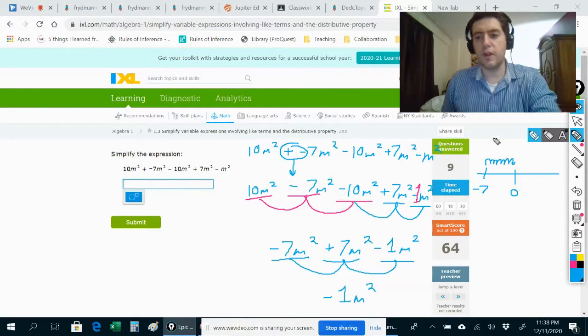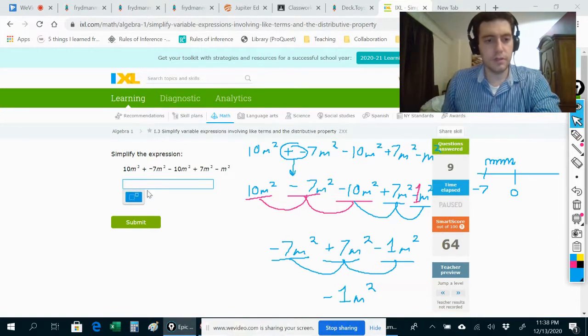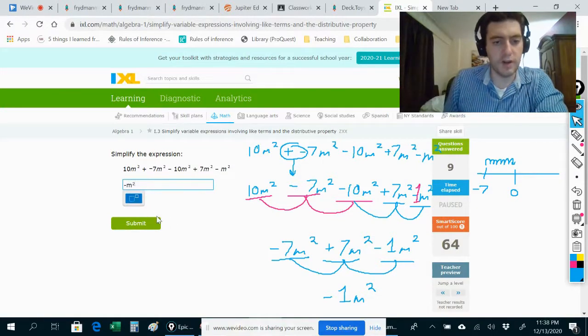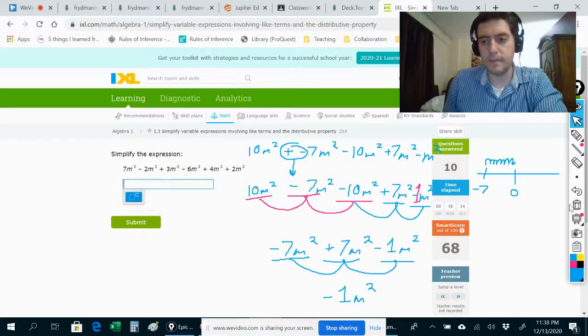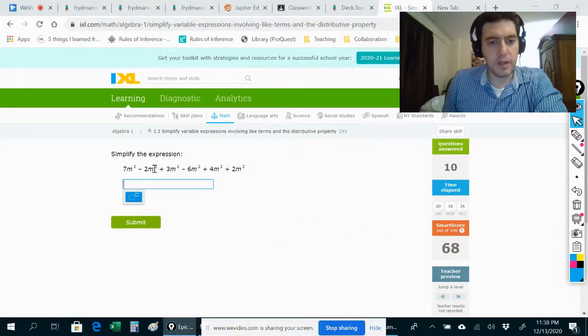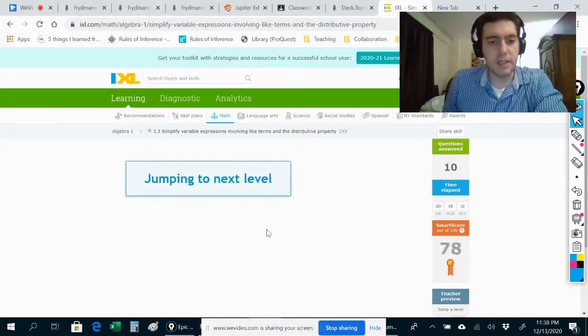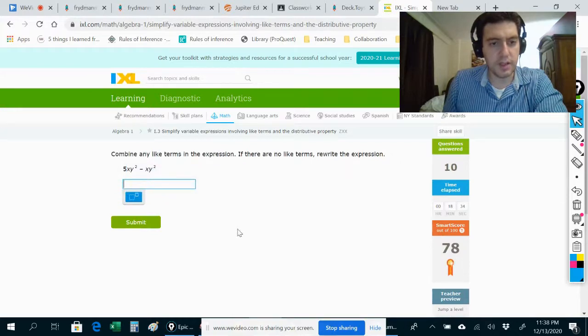which we can also simply write as negative, is it not letting me type? Negative m to the second power. If the coefficient is just 1, then you don't really have to write it. All right, so again, there's nothing to distribute here. All of these can get combined. Let's just jump ahead to the next level, see if we get anything different.